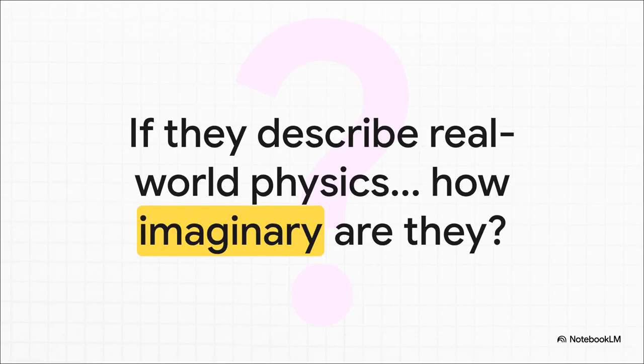Which kind of brings us full circle to this final thought. We call them imaginary numbers, right? But they give us the perfect language to describe incredibly real things, like rotations, waves, electrical signals, stuff that makes up our actual physical world. So it makes you wonder, if these numbers are the key to describing reality, how imaginary are they, really?